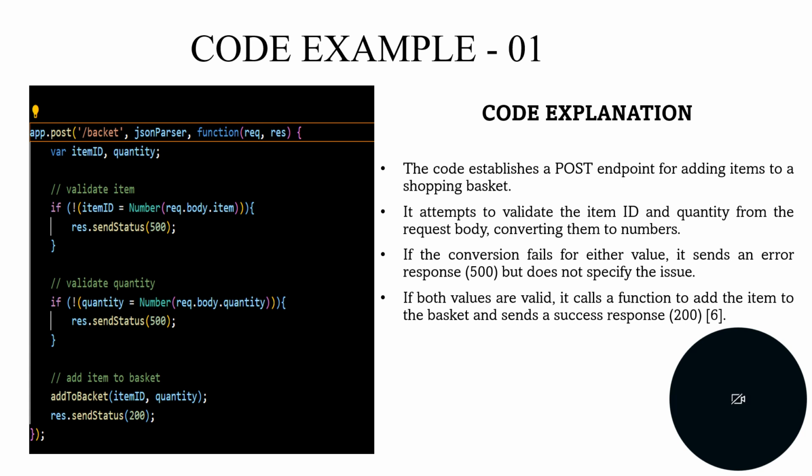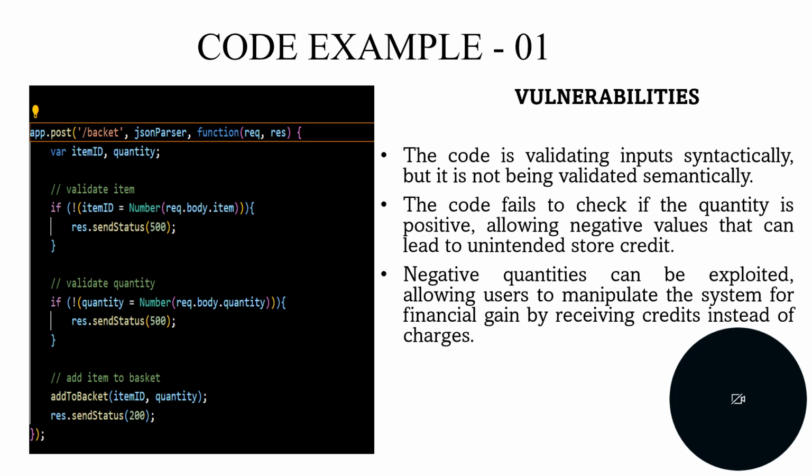As for the explanation of the code, it establishes a POST endpoint for adding items to a shopping basket. It validates two parameters from the request, the item ID and the quantity. If either value is invalid, the server responds with a 500 error. Otherwise, it adds the item to the basket and returns a success response, 200. This structure ensures that only valid items and quantities are added to the user's shopping cart.